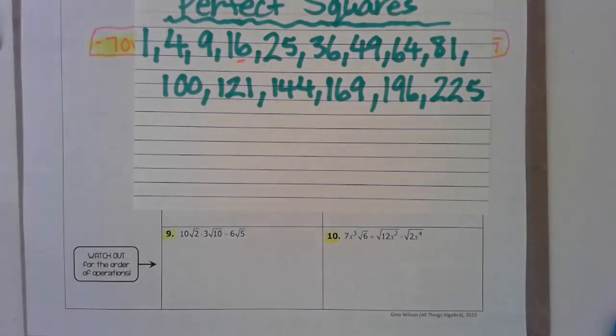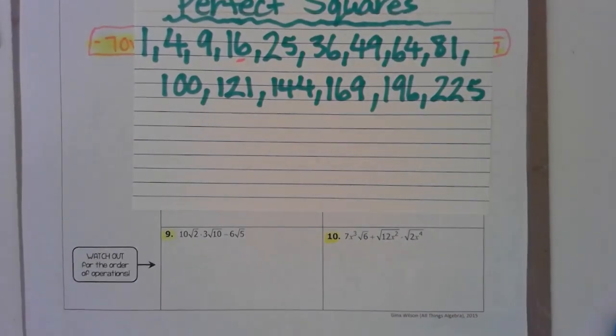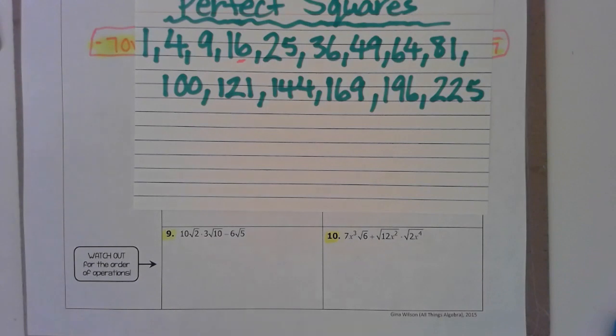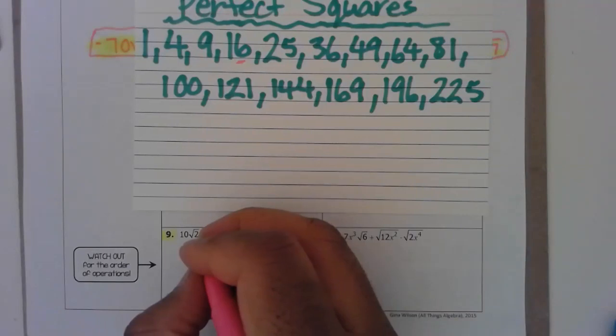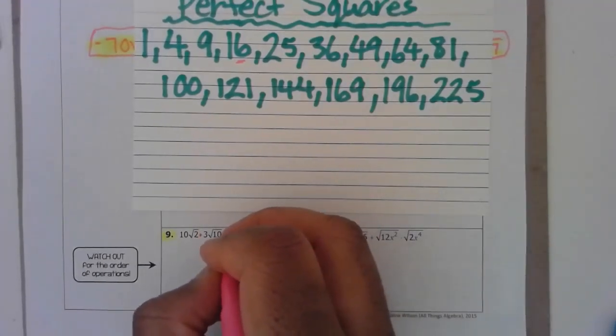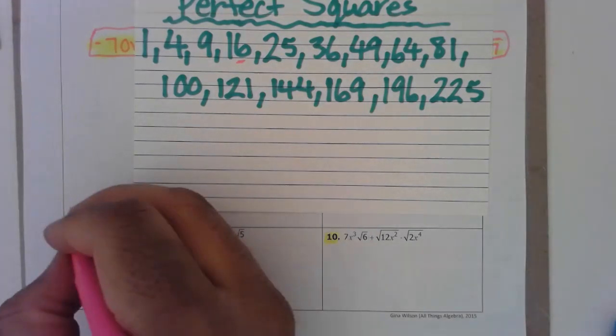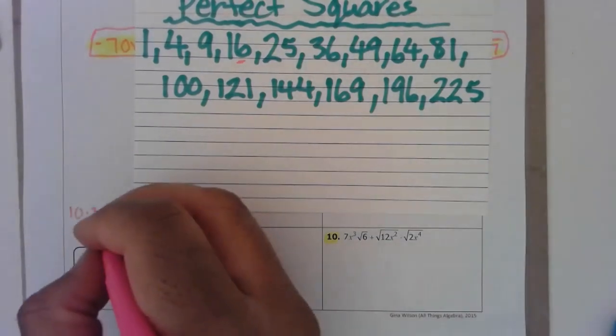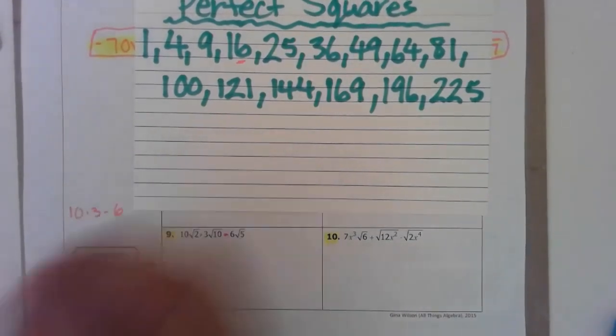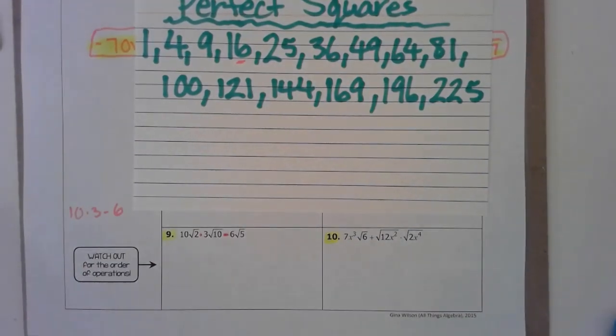And if I look at 9 and 10, you'll notice that they include something else in addition to multiplication. So if I look at number 9, I have 10 square root of 2 times the 3 square root of 10 minus 6 square root of 5. So let me highlight those multiplication and subtraction signs. So think of it like an order of operations problem, okay? So if I had 10 times 3 minus 6, which would I do first? Well, I would do the multiplication first because of order of operations.